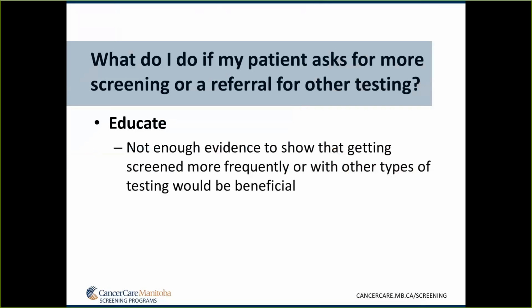So what do you do if your patient asks you for more screening or a referral for other testing? Well, again, I think the take-home points are the following. First of all, sit down and lean in and ask your patient some questions that make it easy for her to tell you why she's wanting the extra screening. You might find out something about the patient's family history that you didn't know before. You might just find that there's an opportunity to do some educating.